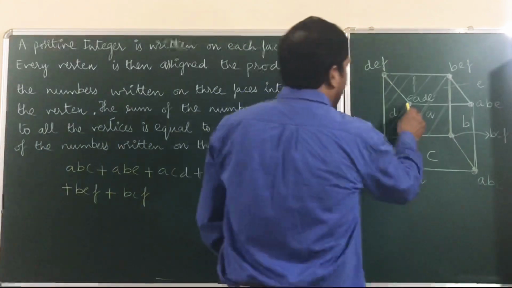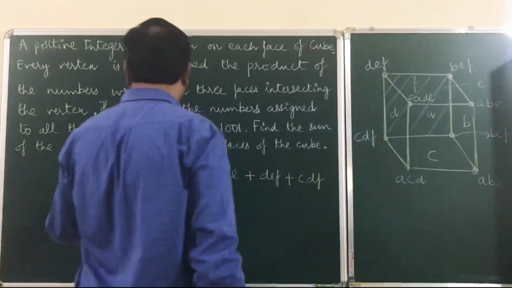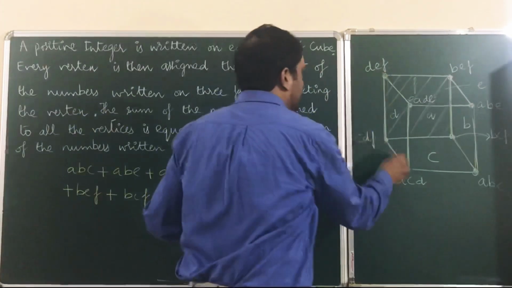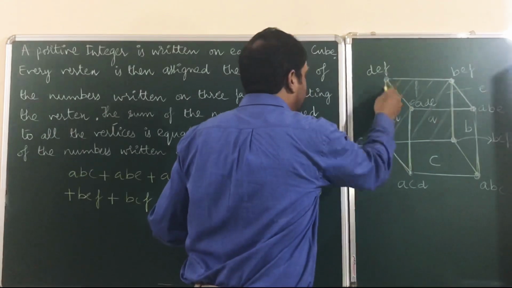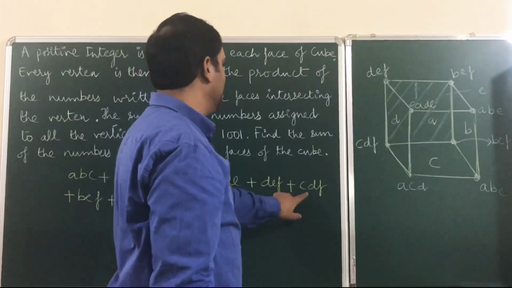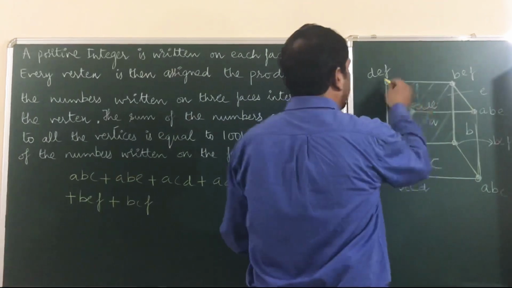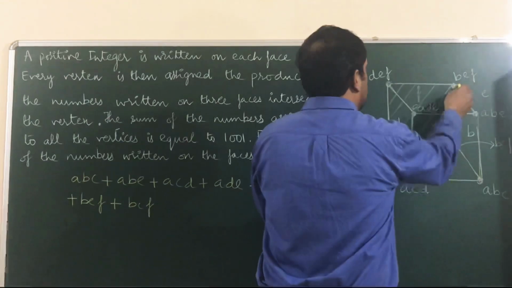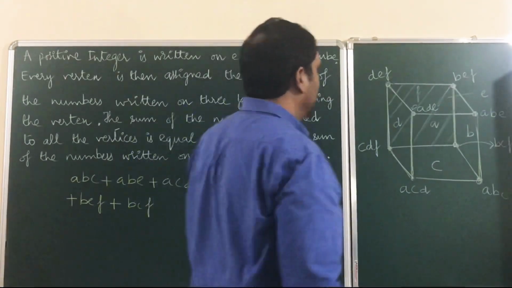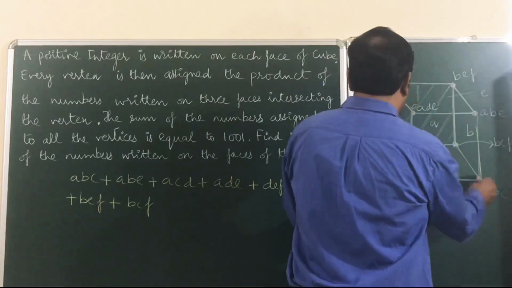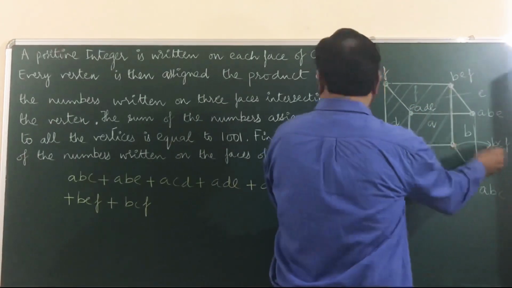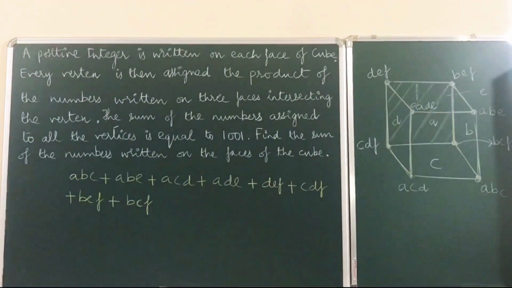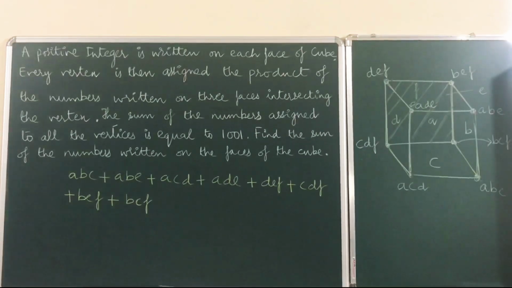So all the vertices on the face A, that is ABC, ABE, ACD and ADE, are written. This side two we already have covered, so DEF and CDF are written, and on the top this is left because these three are already represented. So this is BEF, and down you can see these two are already represented, so this is BCF. So this is the sum we are getting at the vertices of this cube.